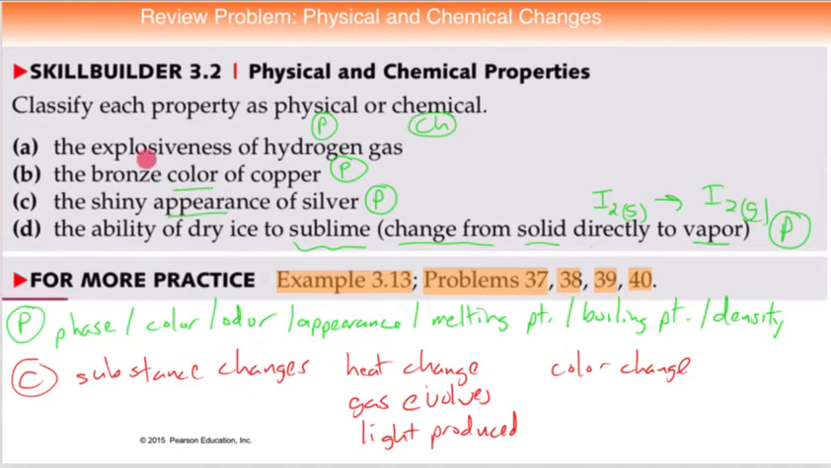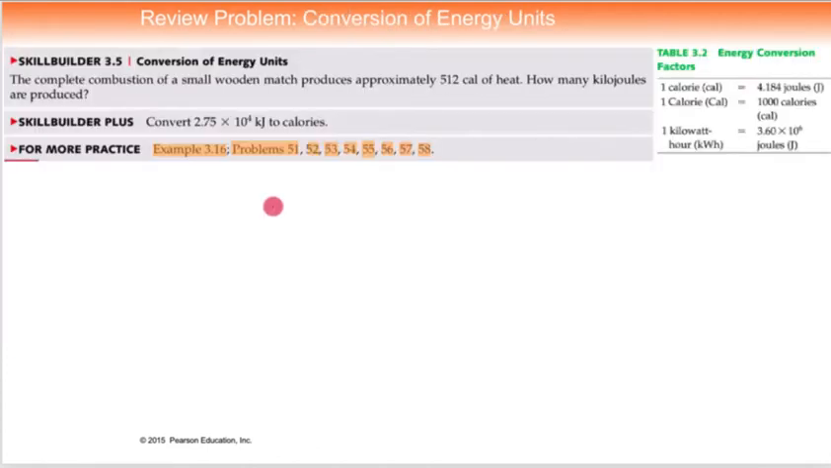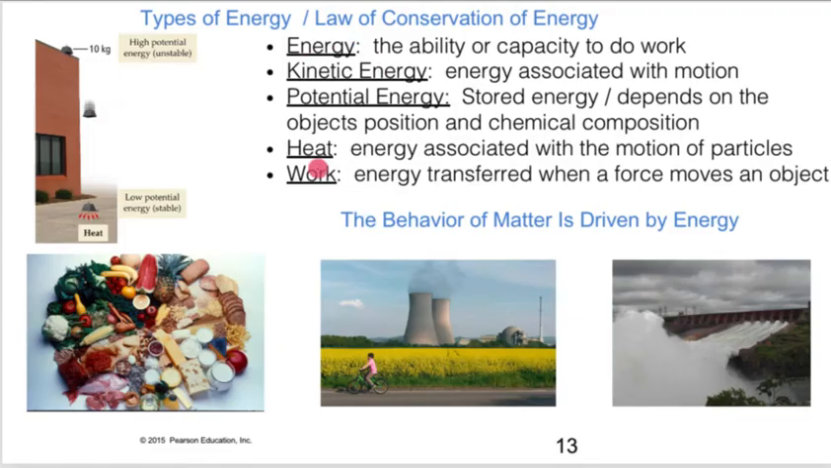And if I look at the list, the only one left, A, explosiveness of hydrogen gas. An explosion is a chemical change. Chapter 3 includes a discussion about energy, different forms of energy in the world. So briefly, there's a bunch of different types of energy. Kinetic, potential, heat, work, all these are energy. Energy associated with food, nuclear processes.